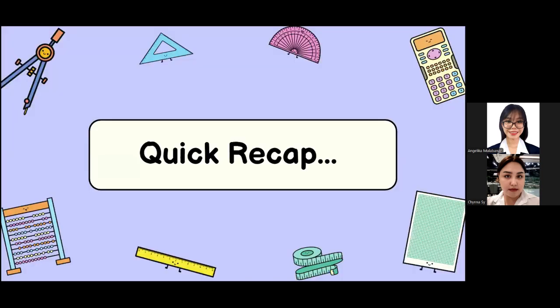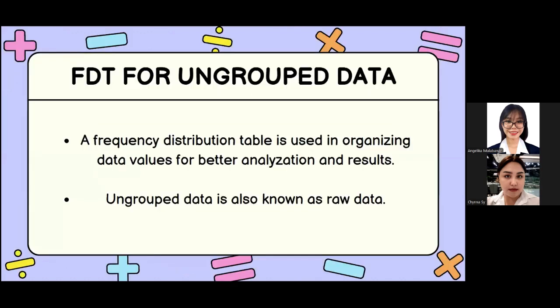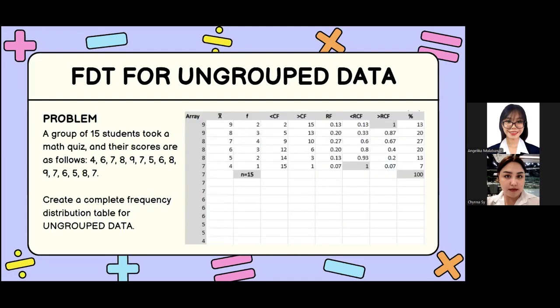Now, before we leave, here's a quick recap of our discussion. So, a frequency distribution table is used in organizing data values for better analyzation and results. And isa pa, ungrouped data is also known as raw data, meaning ito yung mga data na nakuha na hindi pa na-organize, hindi pa naka-classify, and hindi pa na-categorize. Yun yung raw data and ungrouped data. Iisa lang sila. So, a recap for FDT for ungrouped data.